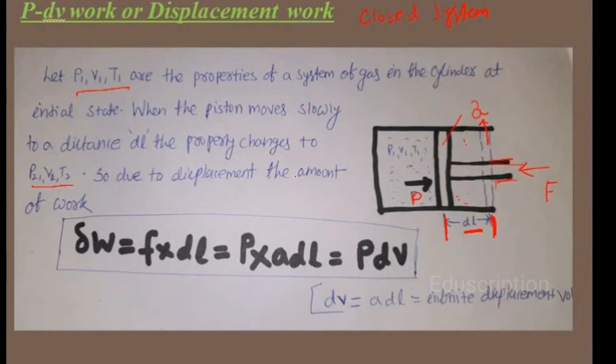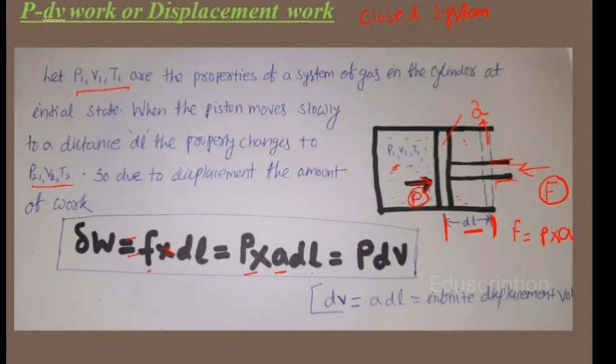For this displacement, how much work occurs? Now del W, the work done, is equal to force into displacement, which is force into dl. Now come to the figure. When there is force F by the piston, there will be a molecular pressure which tries to resist it, so this pressure force will be equal to the force F. So what is the value of F? F will be the pressure of the molecules into the total cross-sectional area of the piston, which is A. So it is P into A. In place of F, I am writing P into A into dl.